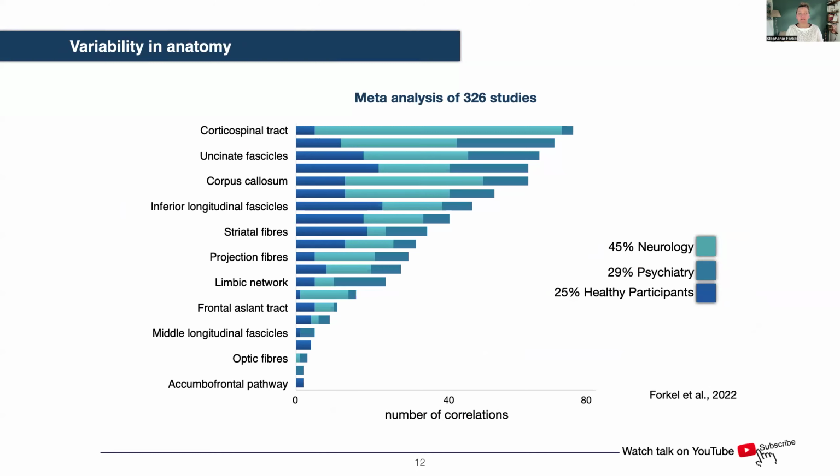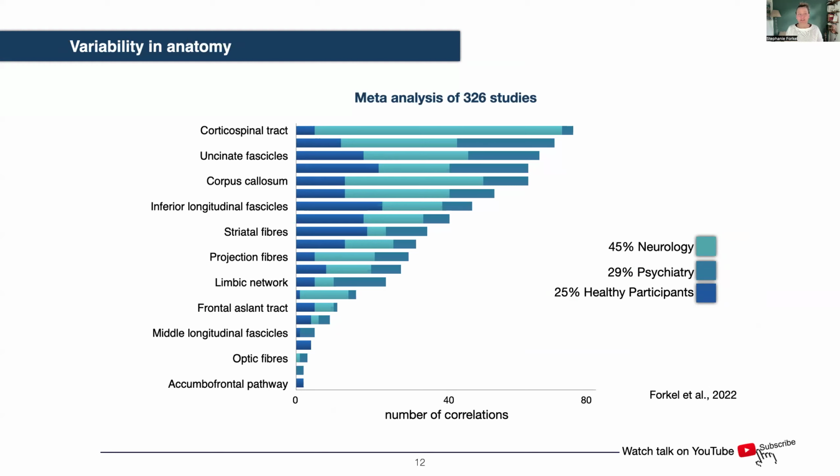The first is that we showed that most of what we know about the function of the white matter has been described in brain pathology. So you see that here, 45% of the studies were conducted in neurological and neurosurgical patients, 29% in psychiatric patients, and only 25% in healthy controls.